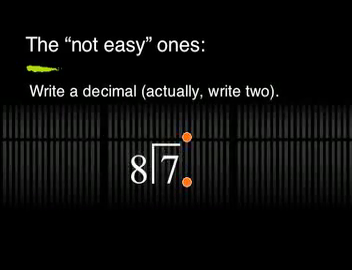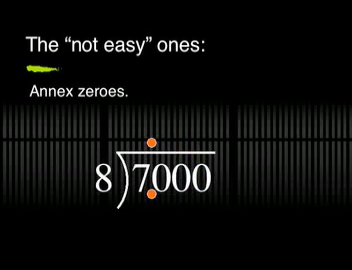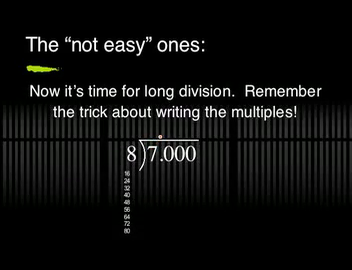The next thing you're going to do is write a decimal. Actually, you're going to write 2: you write 1 in the question part of the problem and 1 in the answer part. Now you do this fancy math thing called annexing zeros. That just means you add on some zeros at the end. I always start with 3, and we'll get into that in another lesson. Now it's time for long division. I want you to remember the trick about writing the multiples down the side. That's going to help you so that you don't have to think so hard. You can see my list of the multiples of 8. Now I'm going to go quickly through this long division and just let you watch.